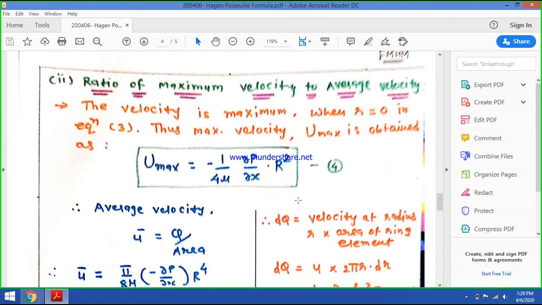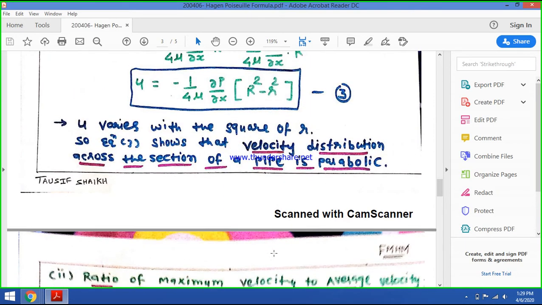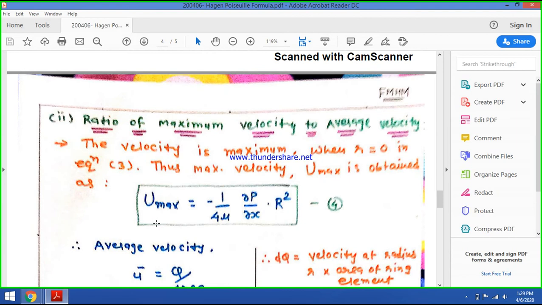Okay, now the velocity is maximum. When is velocity maximum? When r is equal to 0. Okay, so in equation number 3, what will you put? r is equal to 0. Okay, so further you will get u maximum is equal to minus 1 upon 4 mu del p by del x into capital R square. Okay, I will give this equation number 4.